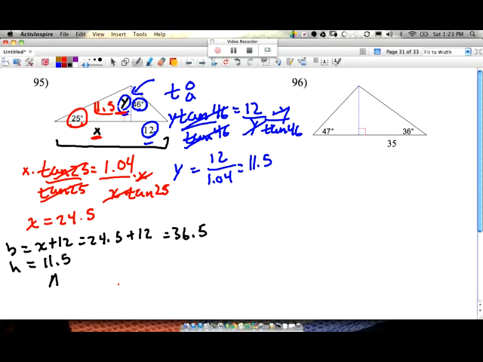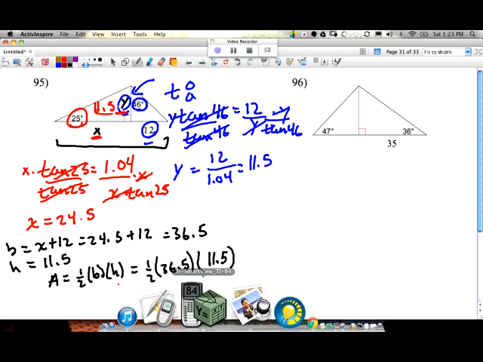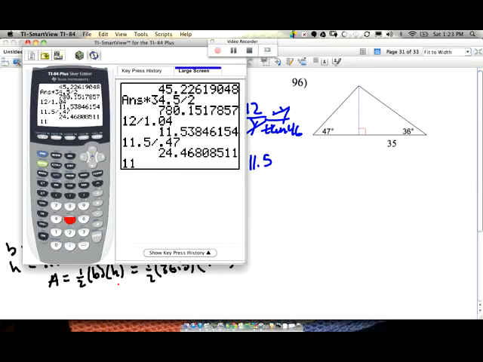So the area is going to be half the base times the height, which in this case is, the base is 36.5, and the height is 11.5. On our calculator, 11.5 times 36.5 divided by 2 for the half. And then we got 209.875. That's awesome. Super awesome.